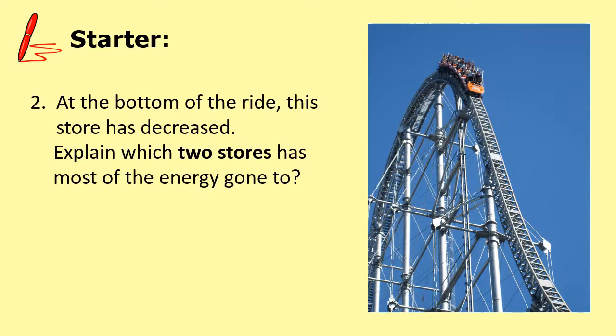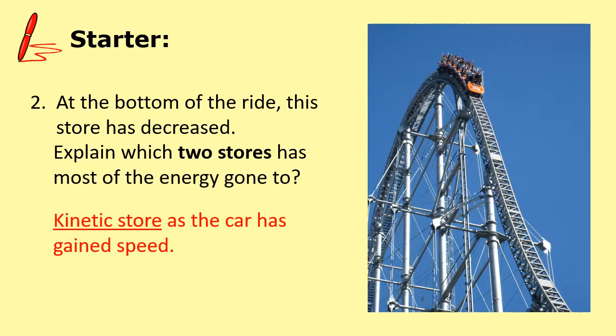So question number 2, at the bottom of the ride, the gravitational potential energy has decreased, and it has converted into two stores of energy. These are the kinetic store, because the car has gained speed, it is going faster, and the thermal store due to friction. Now, this thermal store is in the surroundings, so the energy is lost to the surroundings.